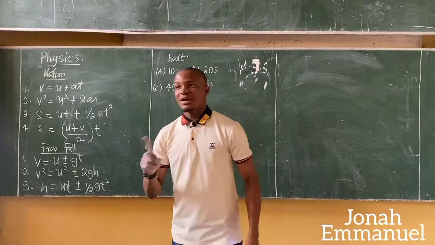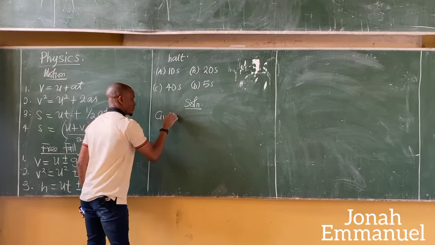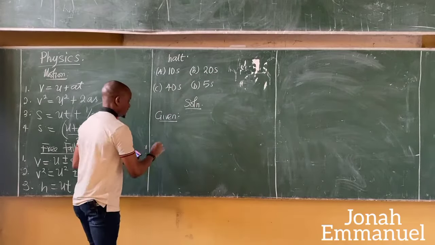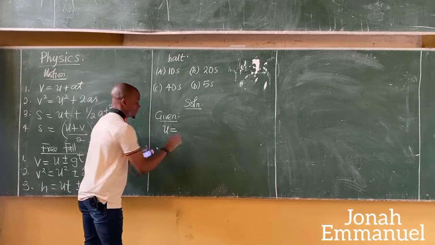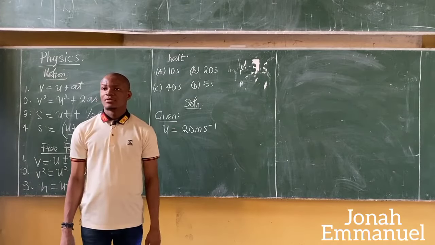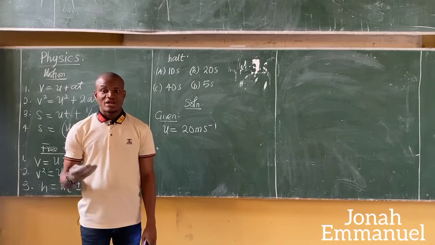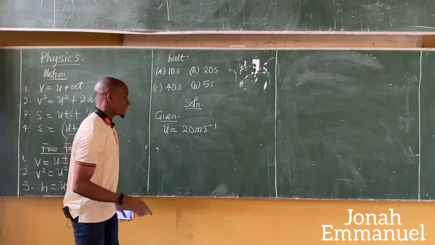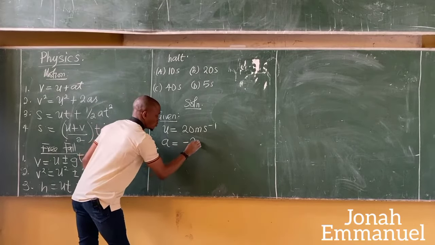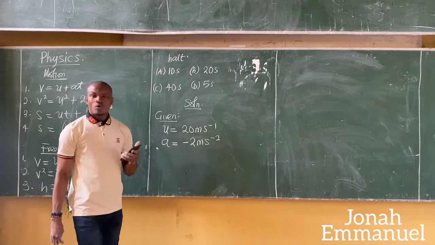Here's the approach. First thing you do is list out the given parameters. What am I giving there? Initial velocity: 20 meters per second. What is the acceleration? Deceleration and retardation are the same thing, so I'm giving acceleration there. In this case, because of deceleration or retardation, it is minus 2 meters per second squared. What else am I giving?